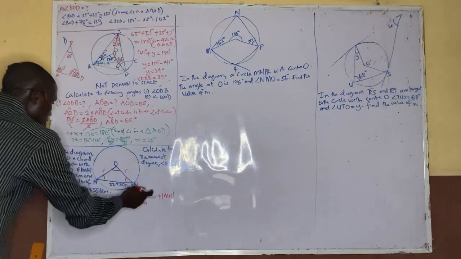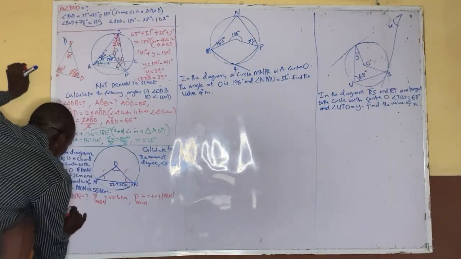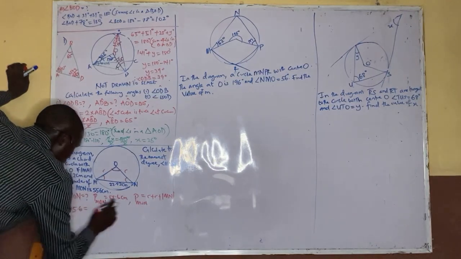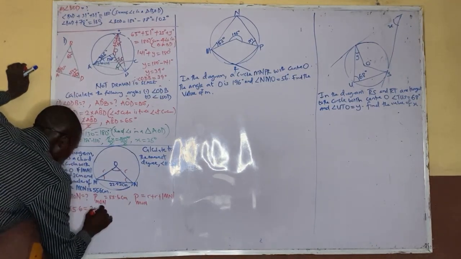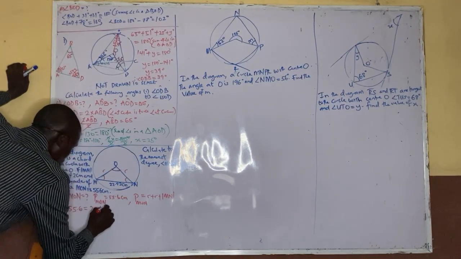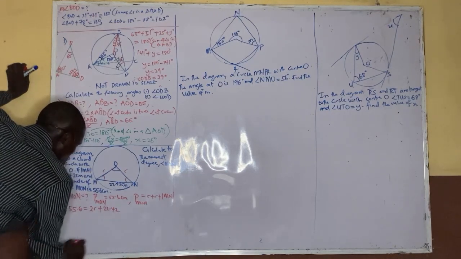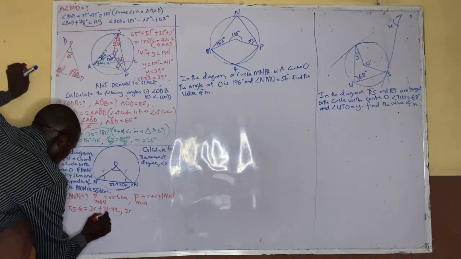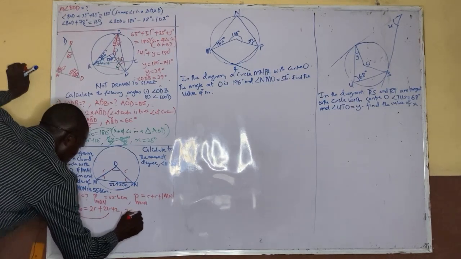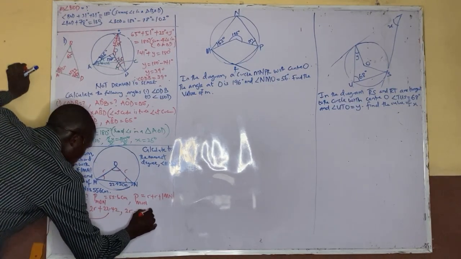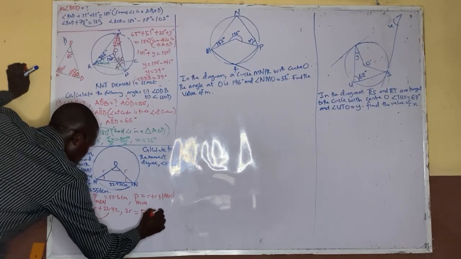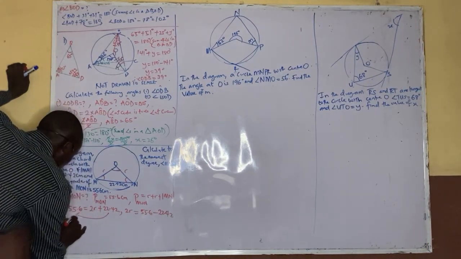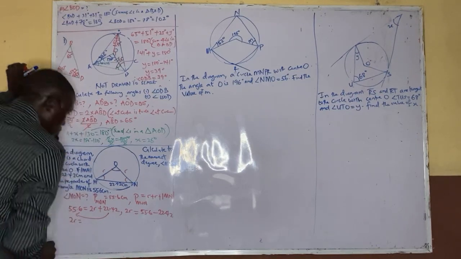So now, if that is the case, 55.6 is equal to R plus R, which is 2R, plus 22.42. So meaning that 2R, you take this one to the other side, 2R is equal to 55.6 minus 22.42. So we have 2R is equal to what?